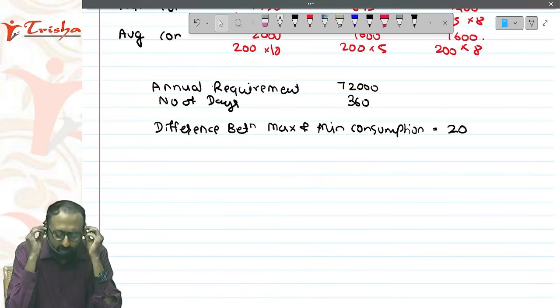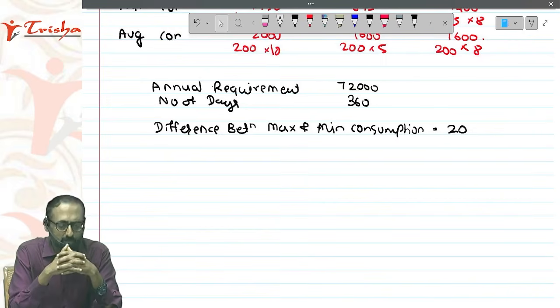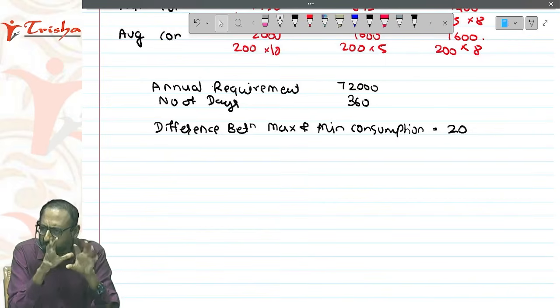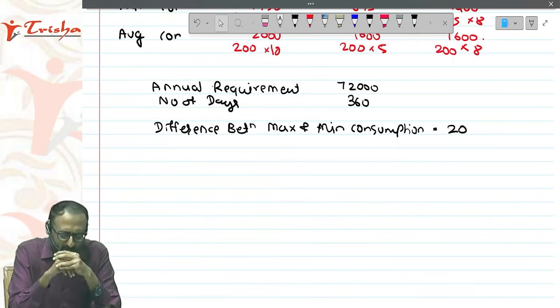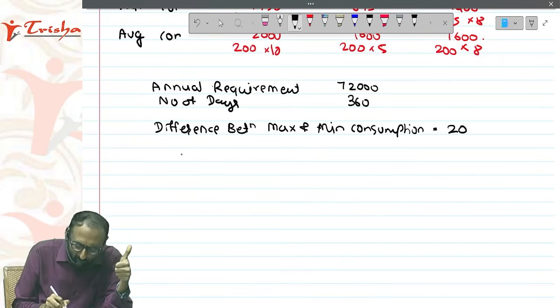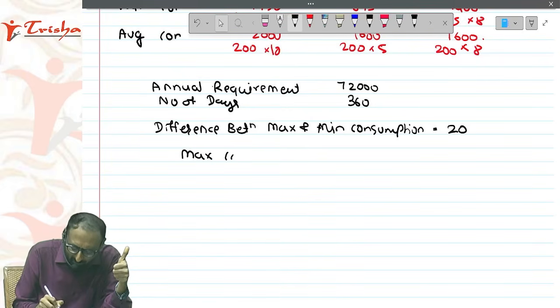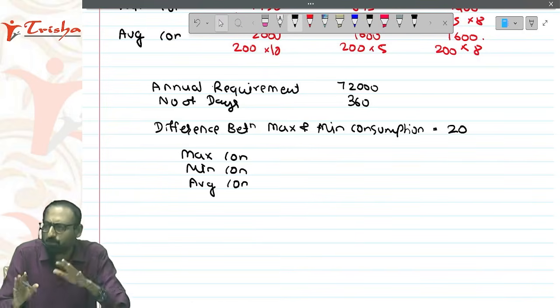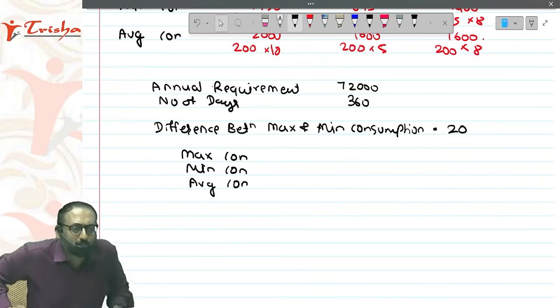Read, sir. How much is my annual requirement? 72,000. How many number of days are given in the question? 360. The difference between maximum and minimum consumption is 20. Now you will have to calculate what will be your maximum consumption, what will be your minimum consumption, and what will be your average consumption.